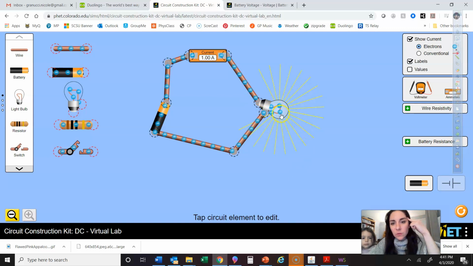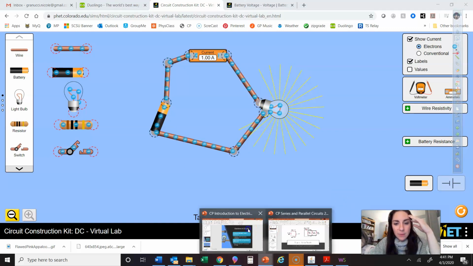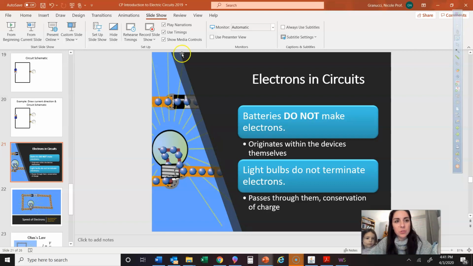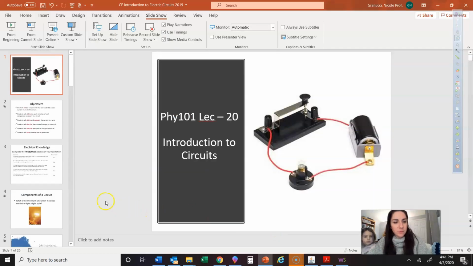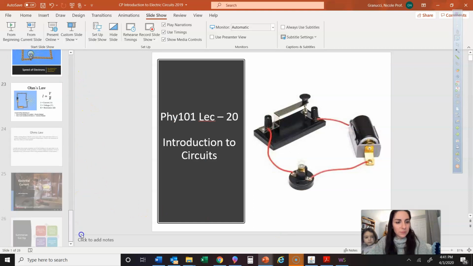And the other is, if you notice too, as the electrons pass through this light bulb, they actually pass right through. And if you follow it, you'll see that the electron keeps going. It doesn't actually disappear at all. So that's one common misconception. So looking at that true false before, you would have seen that.